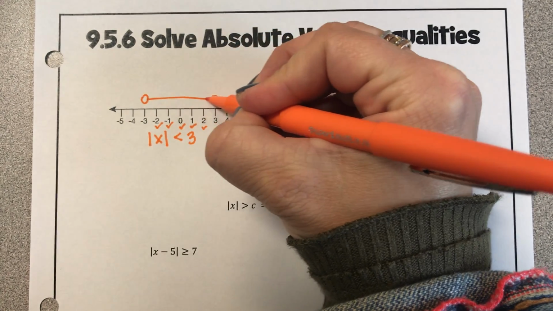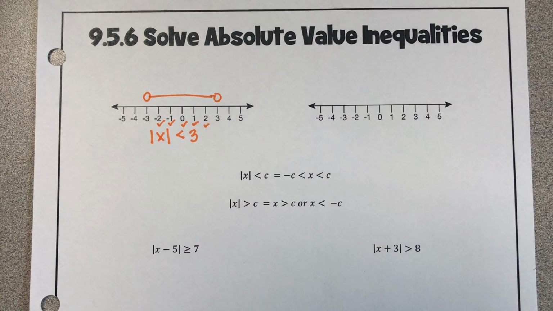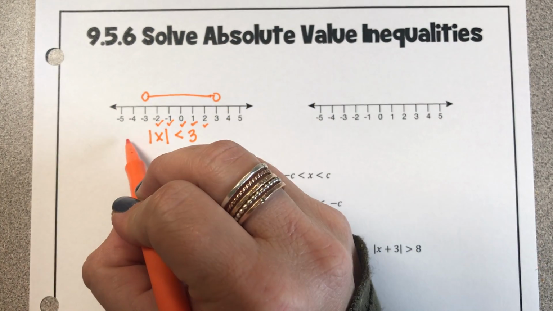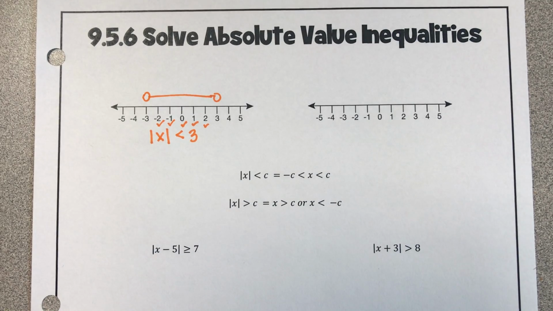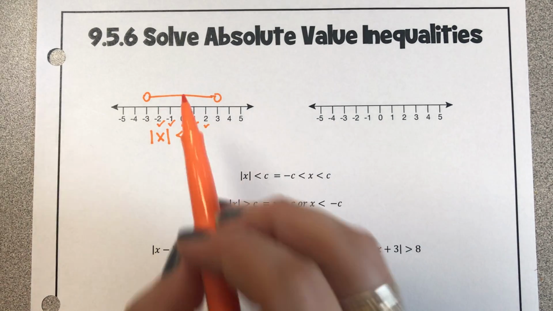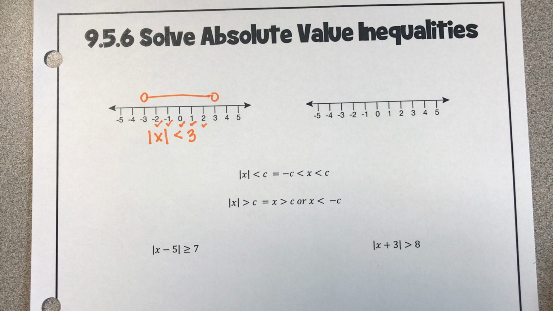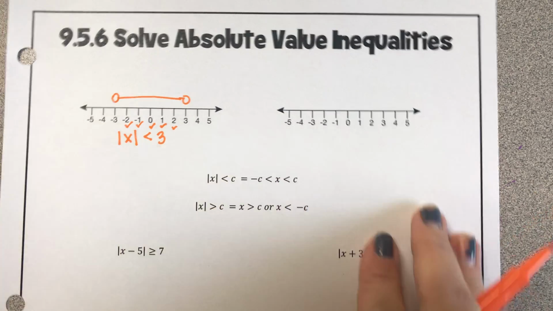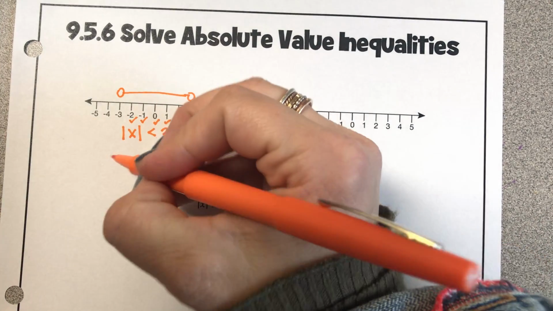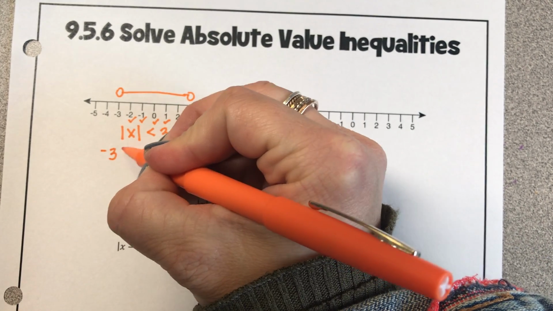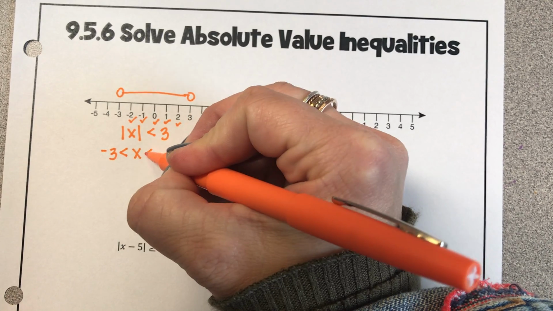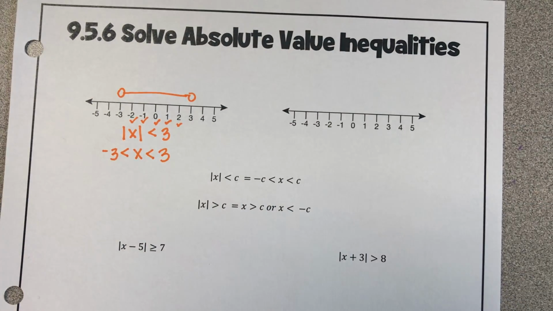So what's going to end up happening when you have an absolute value that's less than a number? That means it's going to form a conjunction, okay, between the negative and the positive value. So think about this with me. The absolute value means the distance from 0 is less than 3. That means you can go 3 steps to the right or 3 steps to the left from 0. That's why it's making this conjunction, right? So we could say negative 3 is less than x, which is less than positive 3.